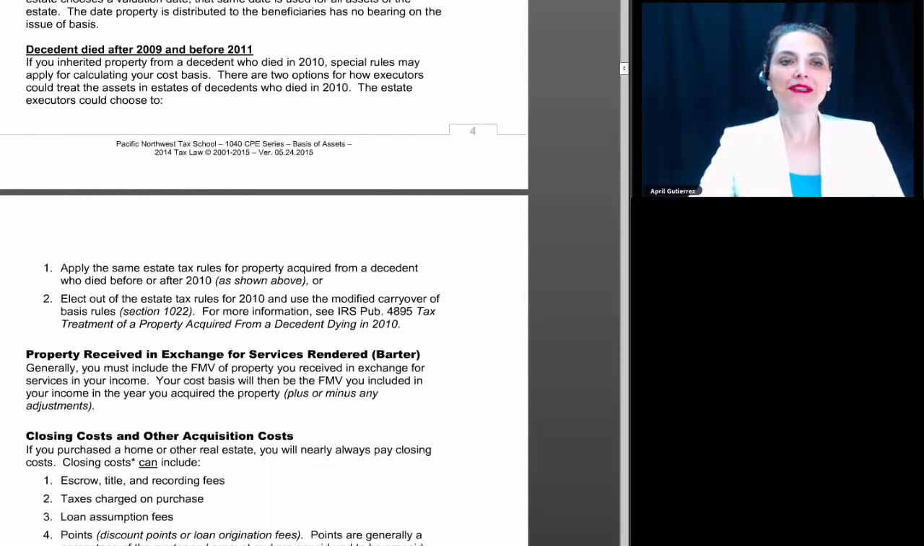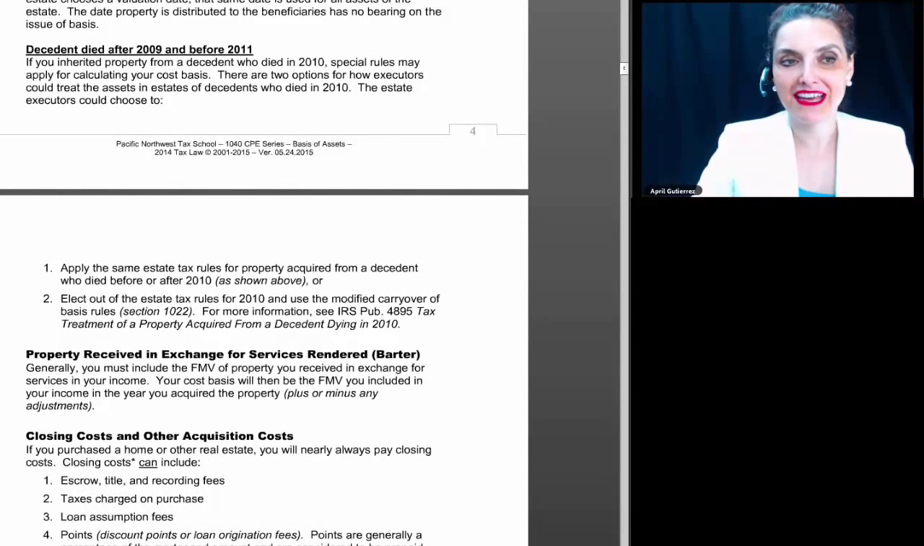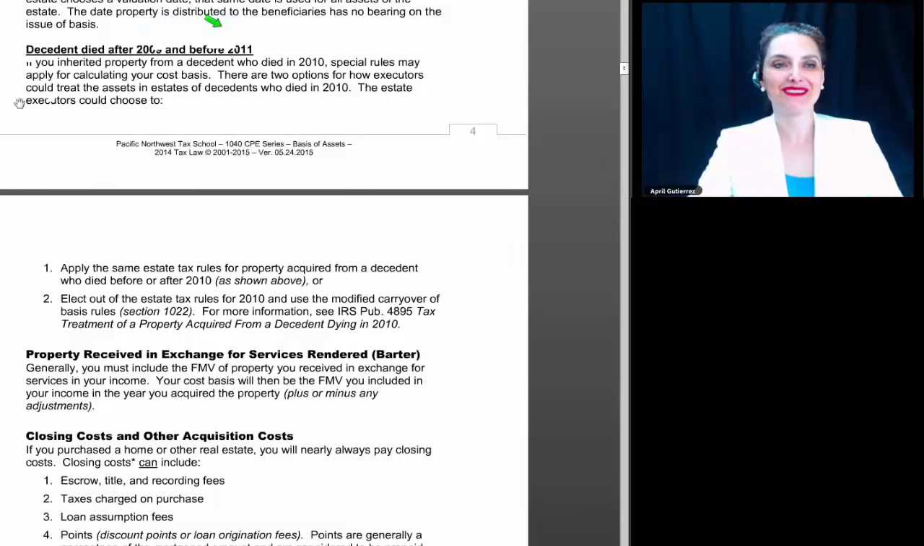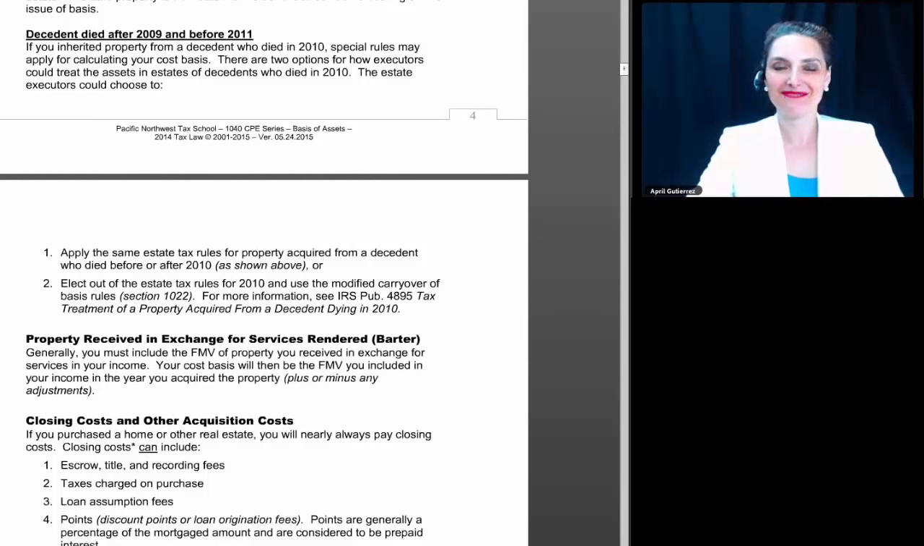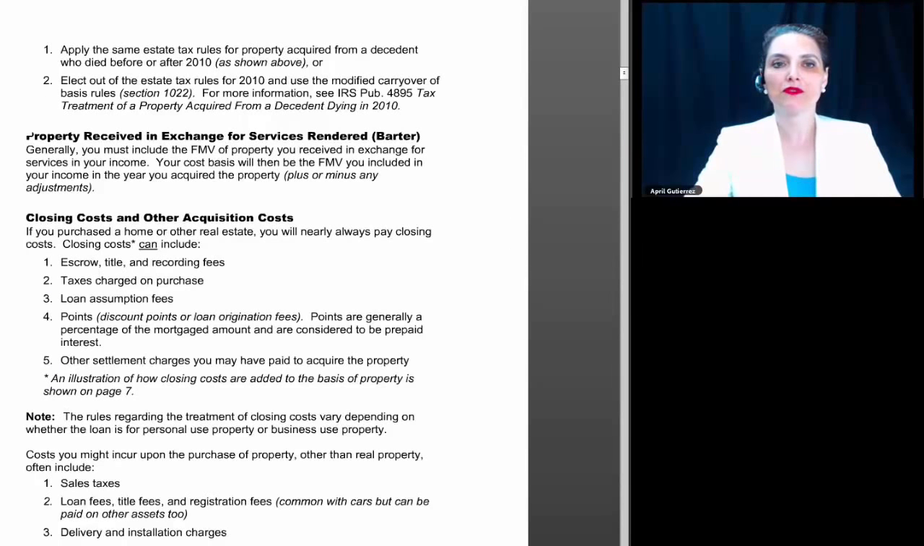determination. Now, what happens if the decedent died in 2010, in other words, died after 2009 and before 2011? Isn't that IRS speak to make something as simple as that so complicated? Well, if you inherited property from a decedent who died in 2010, special rules may apply for calculating your cost basis, and there are two options for how executors could treat assets in estates of decedents who died in 2010. The estate executors in that 1 year only could choose to apply the same estate tax rules for property acquired from a decedent who died before or after 2010, which I just described, or they could elect out of the estate tax rules for 2010 and use a modified carryover of basis rules under Section 1022.